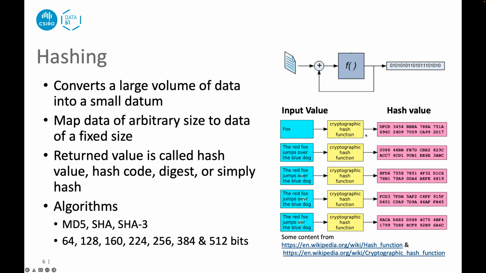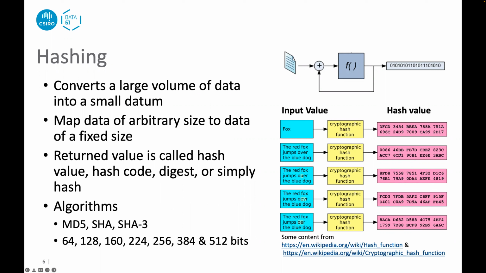One of the key properties of this function is that if you change the input, your output typically changes substantially. For an example, if you look at this one, fox versus the red fox, this is definitely different. But if you look at the second one and the third one, this is over, whereas instead of V, you have the U here. But if you look at the corresponding hash value, this is very different. Again, these are represented as hexadecimal values. So this is one of the most important properties about hash.